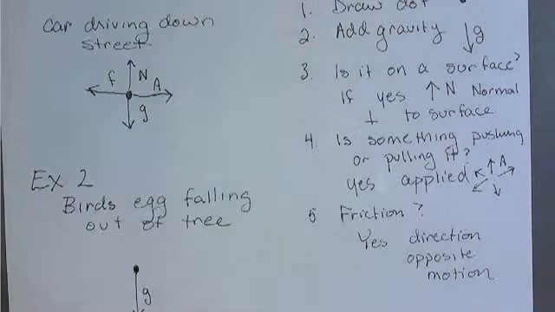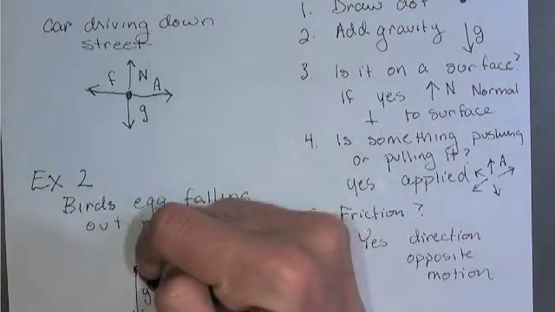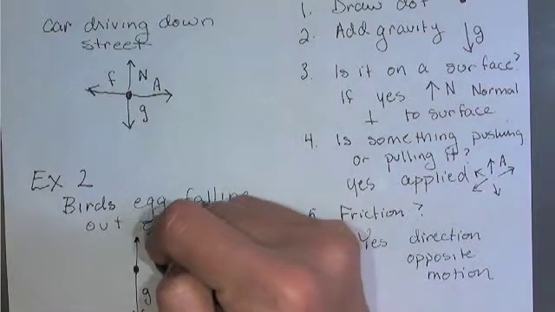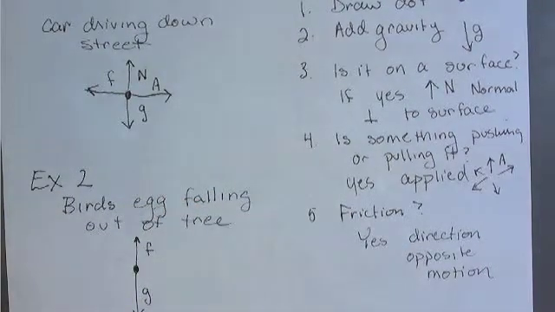Number four, is something pushing or pulling it? Nope, there's no applied force, just the gravity which is pulling it, but we already took care of that. And friction, there is going to be friction with the air resistance. Remember, it is falling through something, it's falling through the air, and since it's falling down, the friction or the air resistance is going to be up.